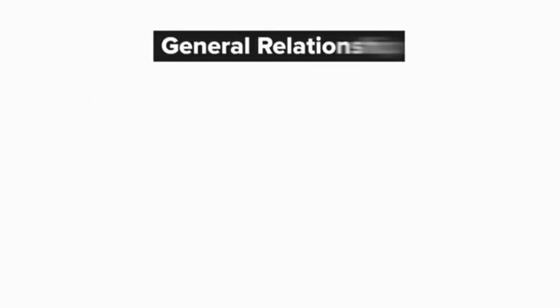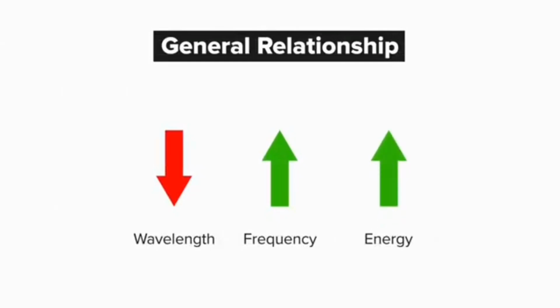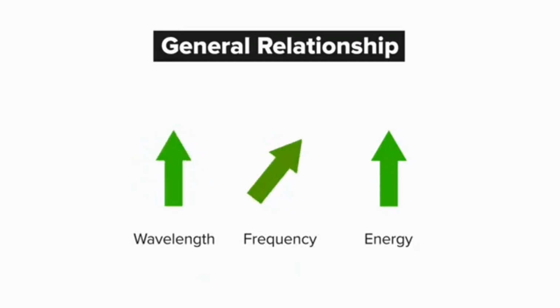So here's the general relationships that we need to understand. If the wavelength decreases, in other words, if the peaks of the wave get closer together, the frequency increases. That means there's more wave cycles per second, and the energy of the photon increases. Notice how there's no change in velocity, simply changes in the wavelength and frequency, and that's what influences the energy. Of course, the opposite is also true. If we were to increase the wavelength of the photon, the peaks would be farther apart, the frequency would decrease, and therefore the energy of the X-ray photon would decrease.